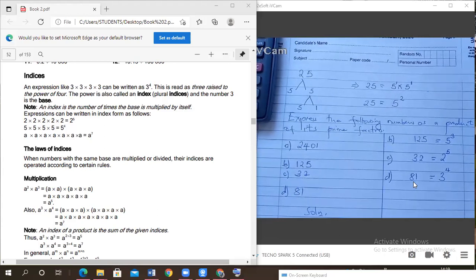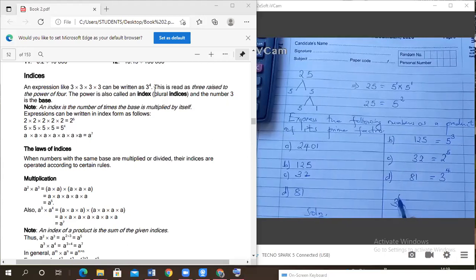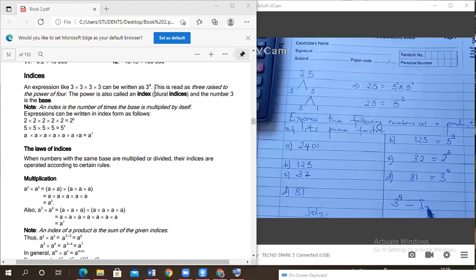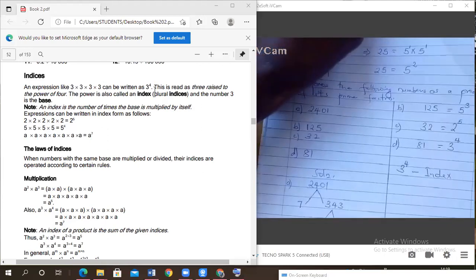I brought that because it's going to help us in understanding indices very well, and how we write indices. From my notes, we said an expression like 3 times 3 times 3 times 3, 4 times, can be written as 3 to the power 4. So 3 to the power 4 is an index. If it's only one, we call it an index.